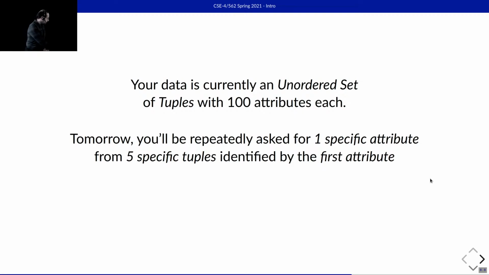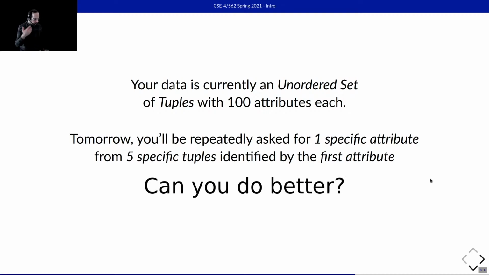Okay, so now there's a feature in Slido that should just pop up right now. How do you do better? Is there a better way to organize the data that is going to answer that query more efficiently? You can answer either in Slido or in chat.